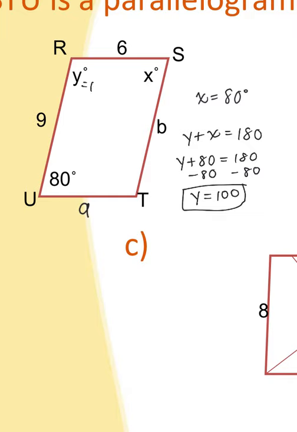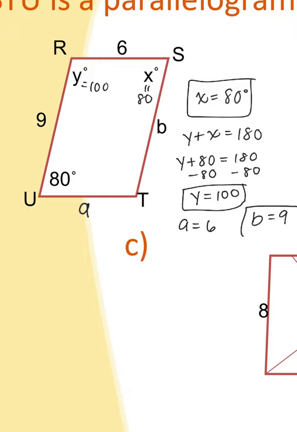So this one's 100, this one's 80. What's a going to be? 6. And what's b going to be? 9. Because remember, opposite sides of a parallelogram are always equal, and opposite angles of a parallelogram are always equal.